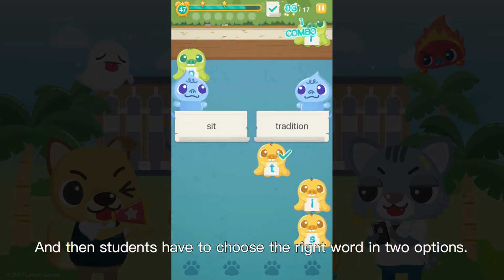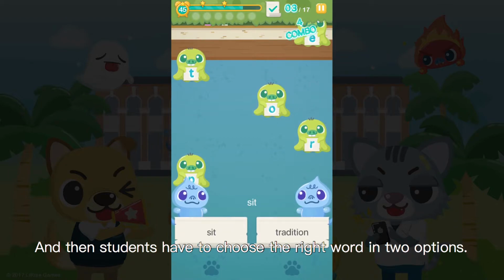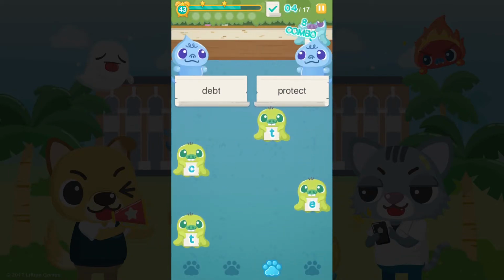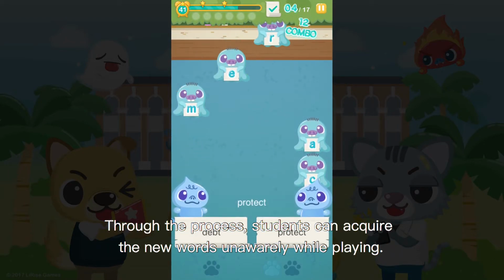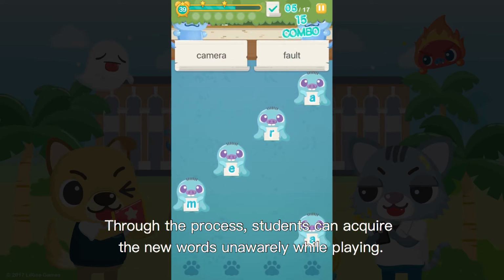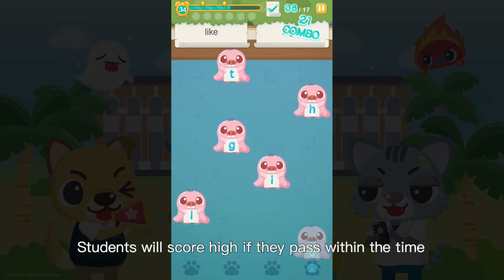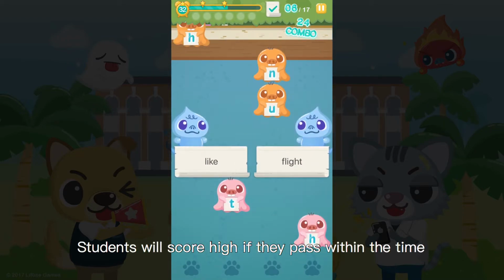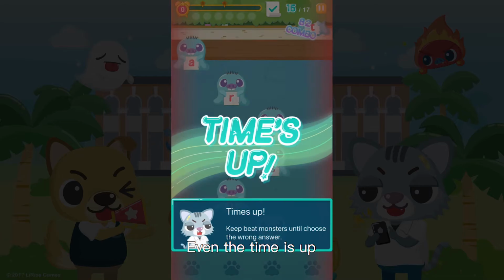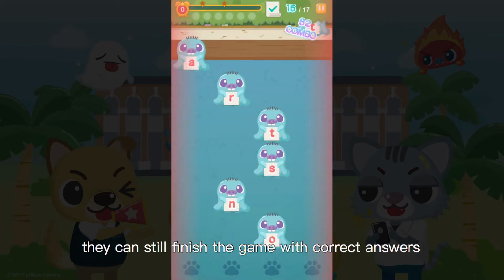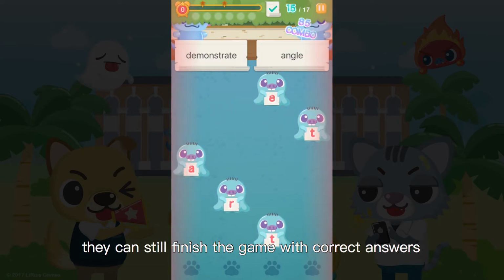And then students have to choose the right word in 2 options. Through the process, students can acquire the new words unawarely while playing. Students will score high if they pass within the time. Even if the time is up, they can still finish the game with correct answers.